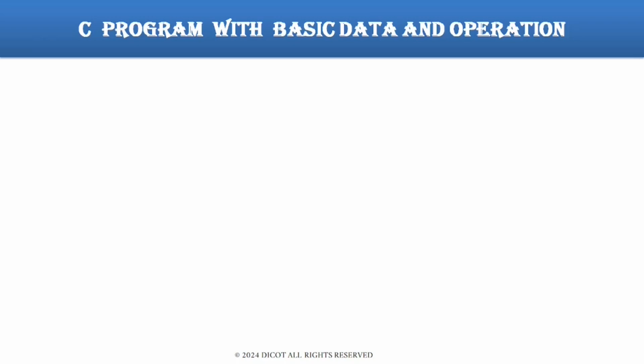In this presentation, we will have a discussion on the topic: a simple C program with basic data and operation. The program in the last example was to illustrate how a basic C program will look. This program did not have any data. Let's consider one more example, a program which performs operations on data.